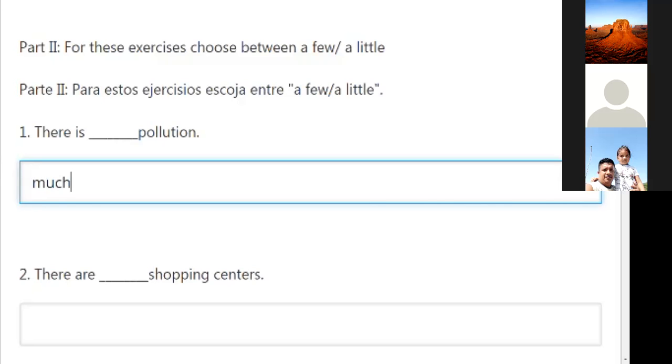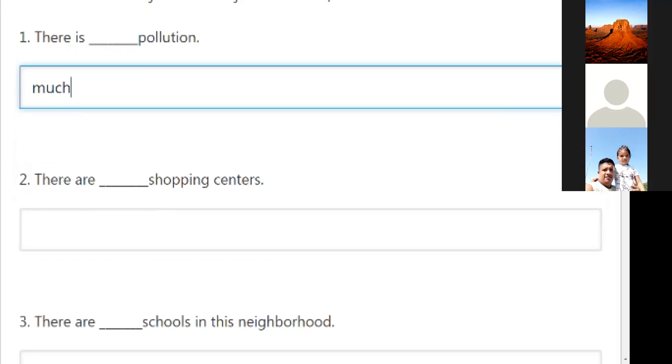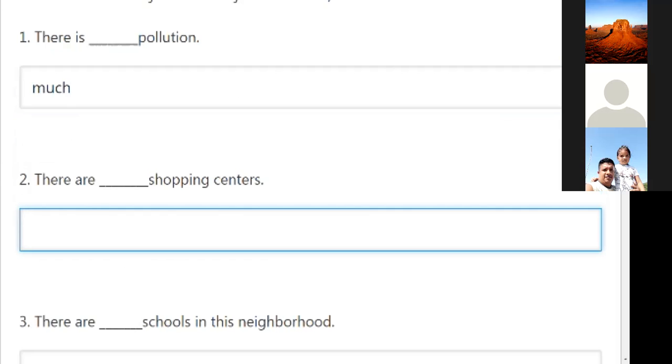So if you have is singular. I'm sorry. Pollution. There is pollution. Contaminación. Yeah, there is much pollution. Very good. It's uncountable. You cannot count pollution.